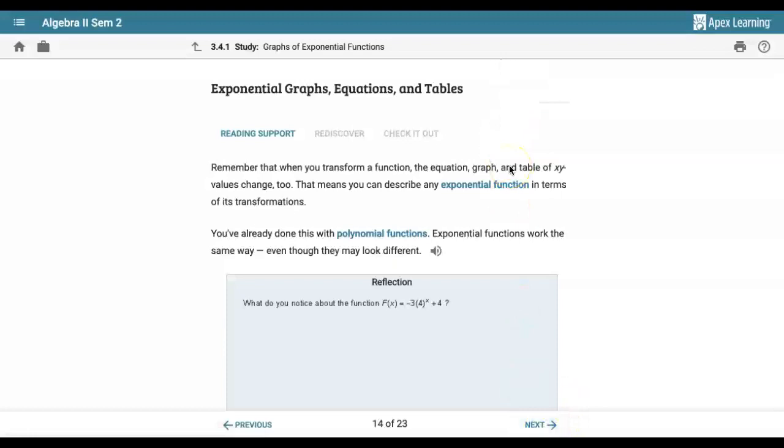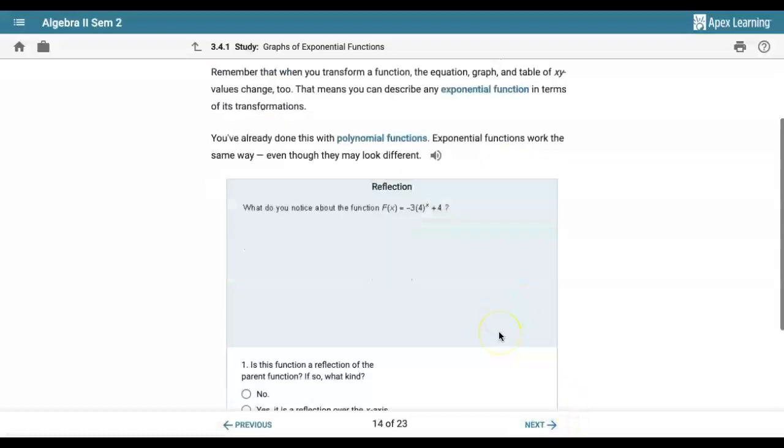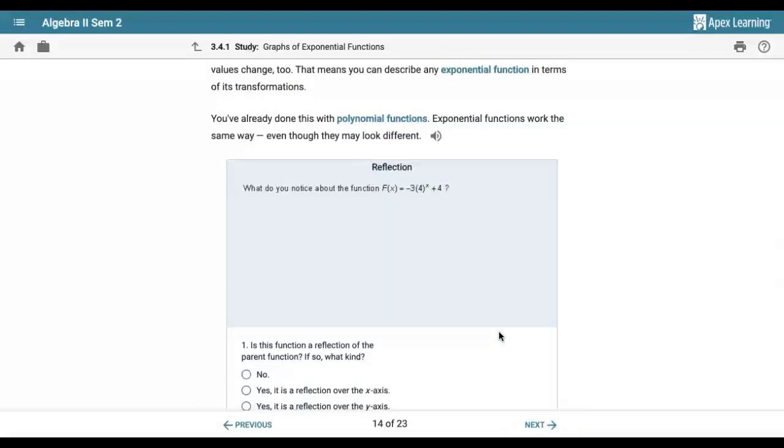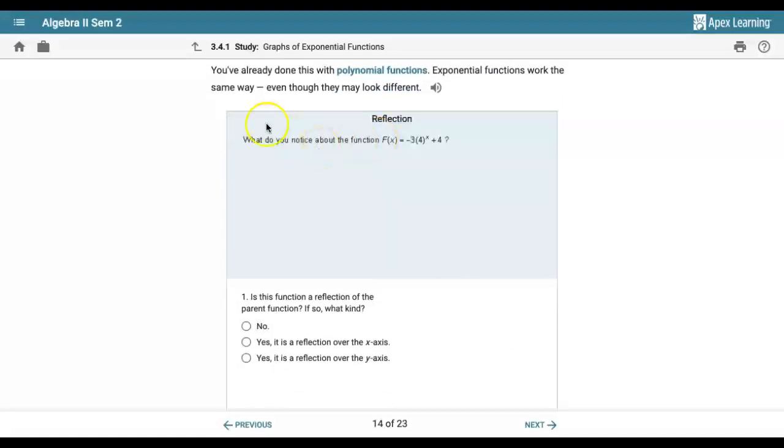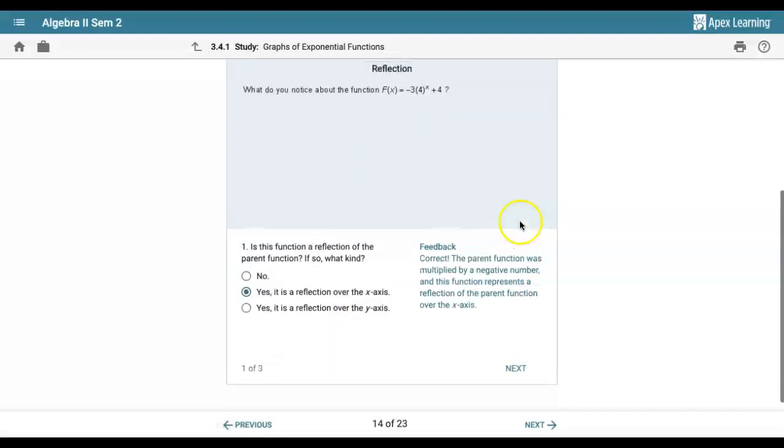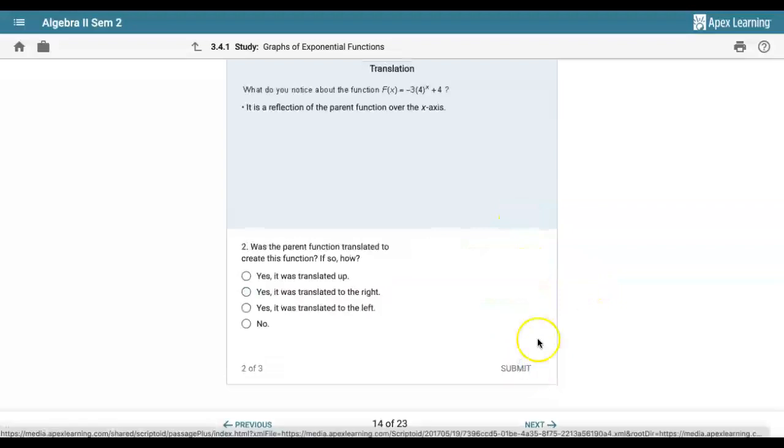So now if we move a little bit forward, I want to take a second to really dissect an equation that looks like this. There are multiple things you should notice and questions you should ask. First off, is this function a reflection of a parent function? If so, what kind? Look, we have a negative value. It's not on the x directly, it's out in front. So we do know it's a reflection because we've got a negative value, and since it's not on the exponent itself, it's a reflection across the x-axis, since the parent function was multiplied by a negative number.